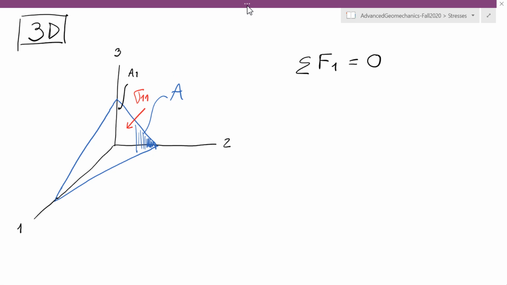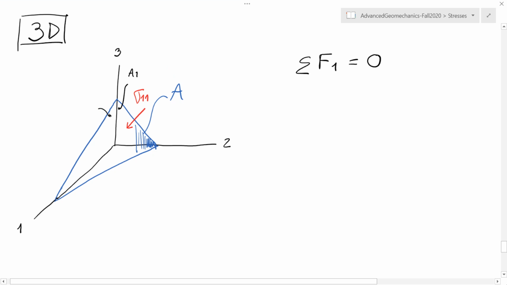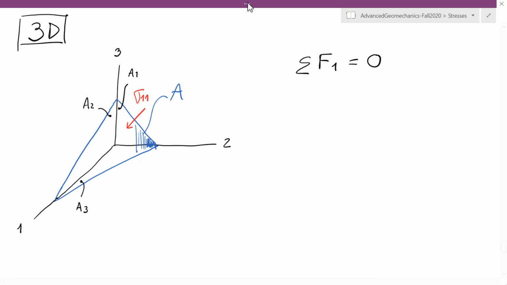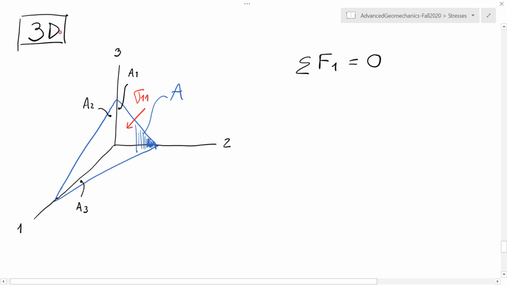Similarly, we're going to have the area on this side, which is A2, and the area of this face of the volume, which is A3. And in direction 1, I'm also going to have here shear stress sigma 2,1, because it's on face 2 in direction 1, and over here on the bottom face, I'm going to have shear stress sigma 3,1.